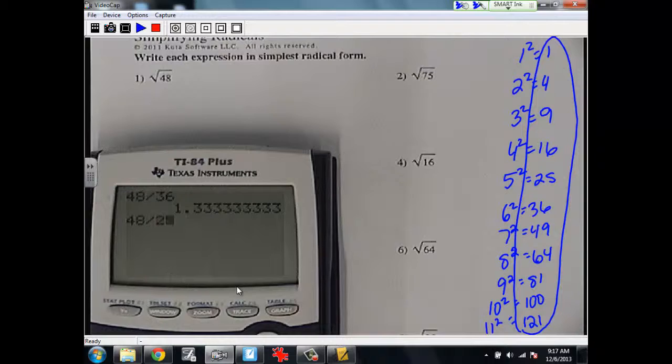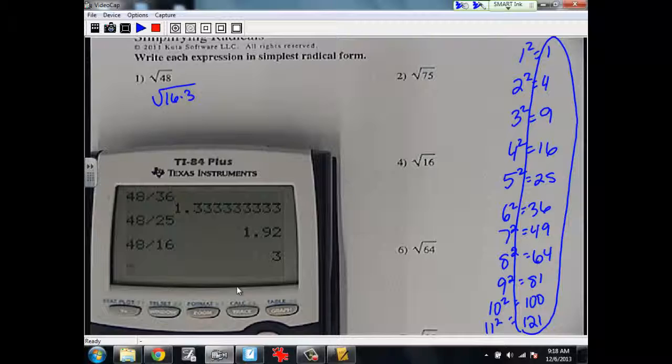I'm starting here and working my way up. 48 divided by 25. Does that give me a whole number? No. I go to my next one. 48 divided by 16. Does that give me a whole number? Oh, it does. So here's what I do. I take my 16 and my 3, and I rewrite this. 16 times 3 gives me my 48. You can write that on your paper. 16 times 3 gives us 48.